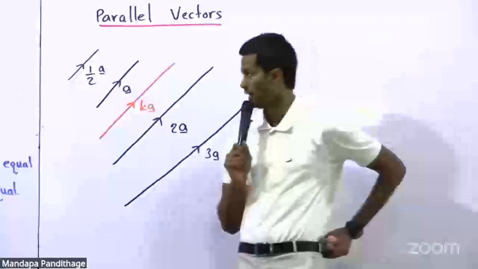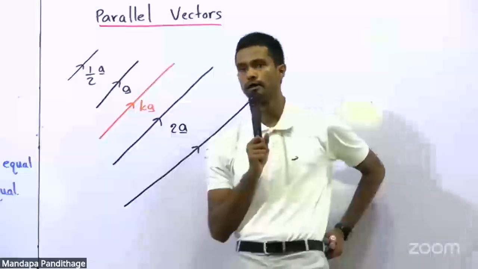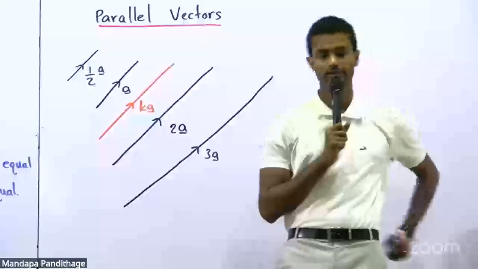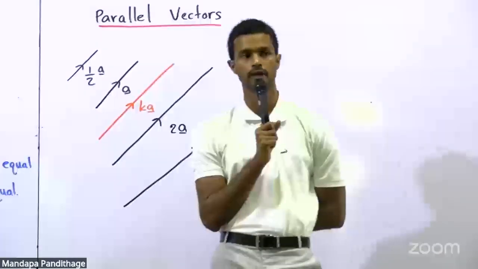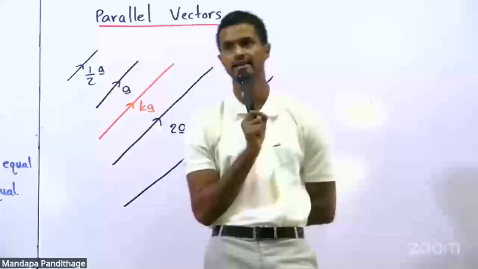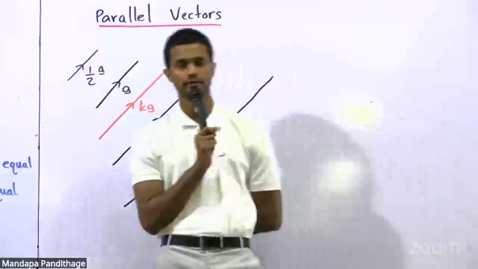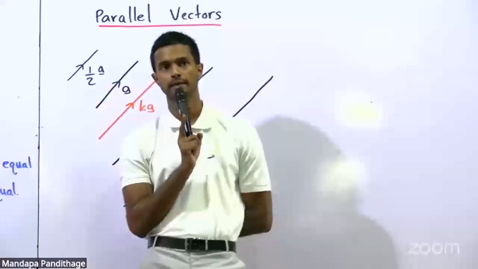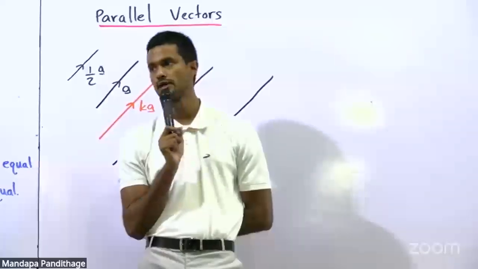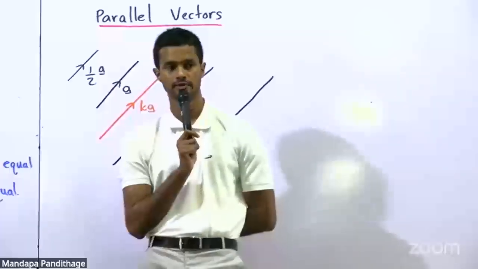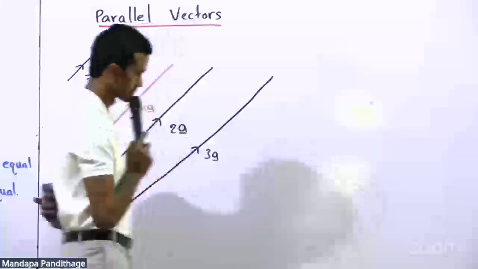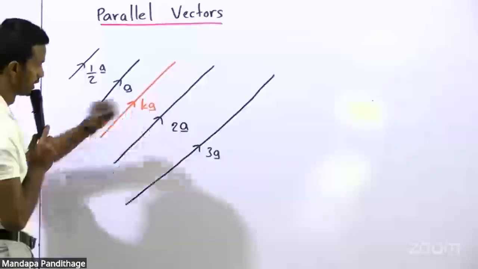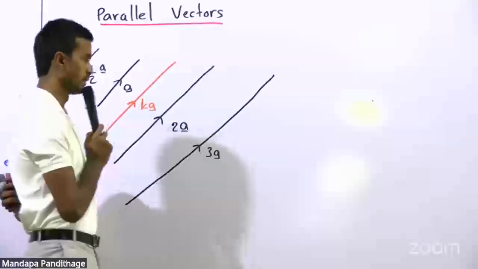Write in this way: any vector parallel to vector A, underline A, can be expressed as Ka. Write it in a red pen. In Ka, only underline A.